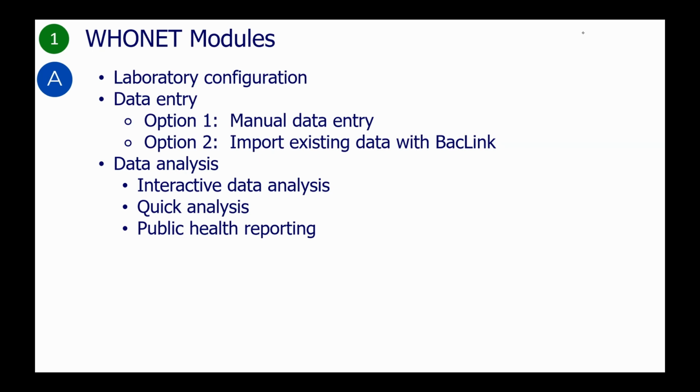After you install WHONET, you will see that the software has three core modules: laboratory configuration, data entry, and data analysis. Data entry offers two options: manual data entry and importing data with BacLink, and three approaches to data analysis: interactive analysis, where you select the analysis parameters; convenient quick analyses, where these data have been defined previously; and reporting to public health initiatives such as WHO GLASS and FAO InFARM. On the next slides, you will see a few screens which highlight some of the key features in each of these modules.